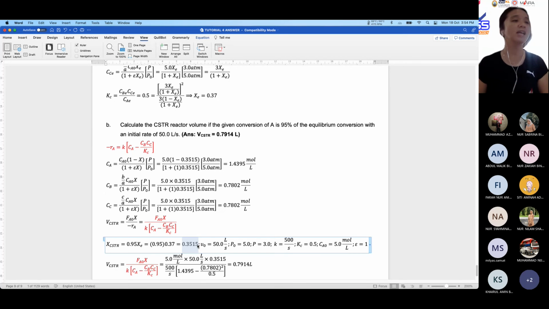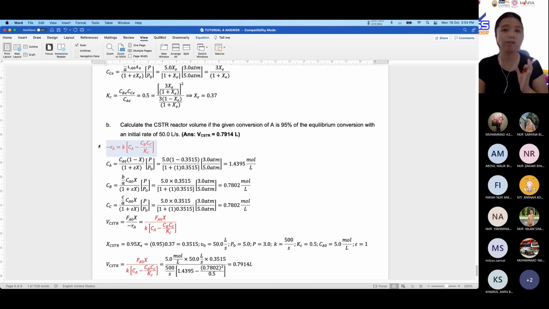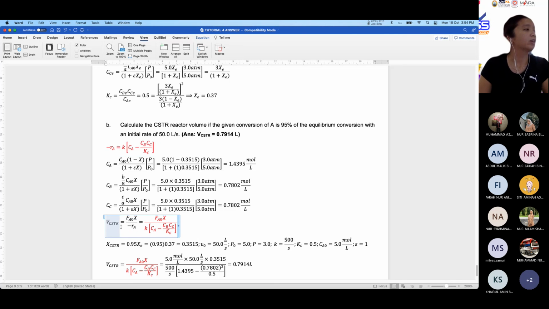Okay, so that's the information they want. Now they ask us to find the reactor volume, and here you have to be very careful. Why? We have learned that the CSTR volume equals FA0 X over minus RA. I explained earlier that minus RA follows the rate law of an elementary reversible reaction, given in the red font. So we replace minus RA with k in brackets, CA minus CB CC over KC.